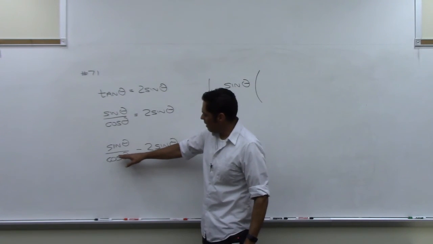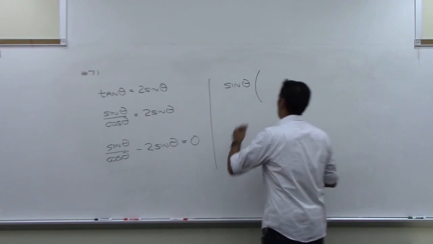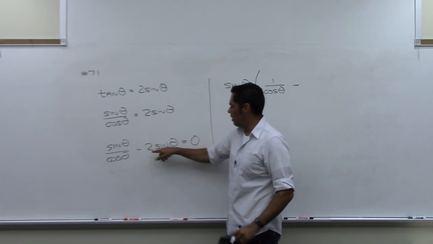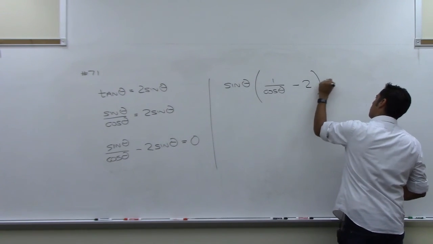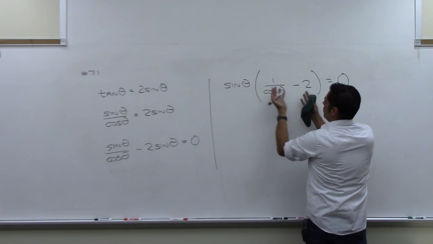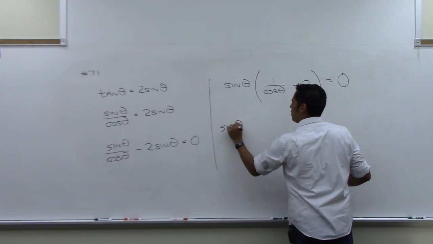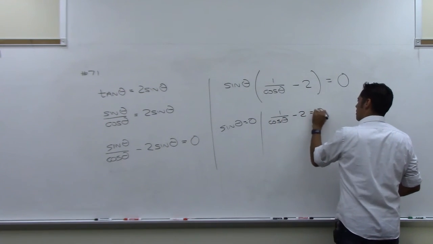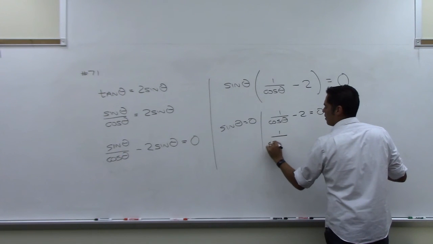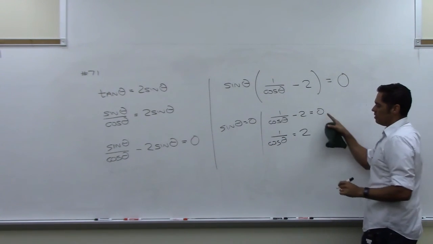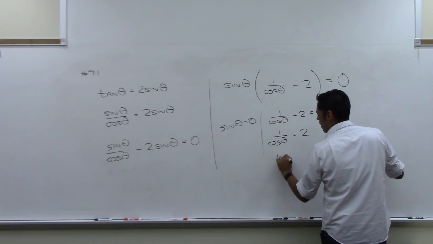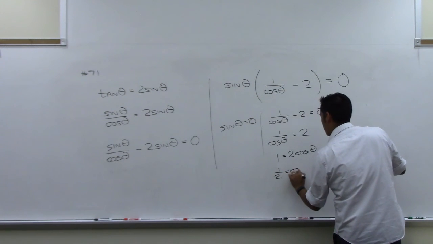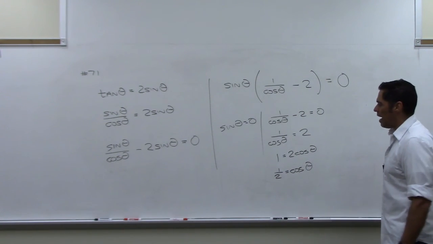So the sine theta out of here pulls the sine off the top, leaves a 1 up there. I have 1 over cosine theta minus, now I pulled this sine out, so I'm left with a 2, and then that's it, equals 0. This is a factor, set that to 0, sine theta is 0. The other one, 1 over cosine theta minus 2 is 0. We can work with this. 1 over cosine theta equals 2, that's moving the 2 to the other side. Multiply both sides by cosine, and divide both sides by 2. And you get cosine theta is a half.